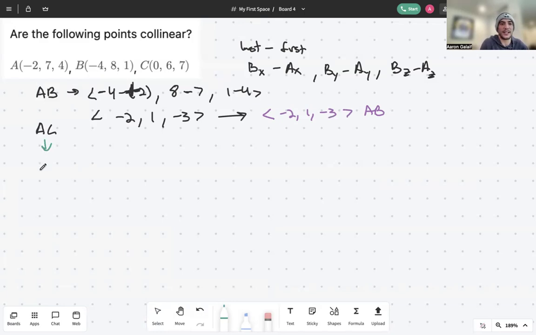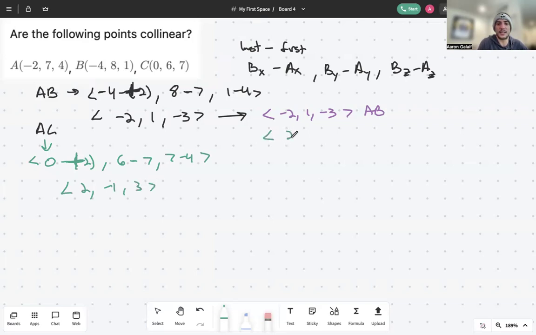Now we're going to do the same thing for AC. So we do AC, we're going to take C minus A. So we're going to go 0 minus -2. It's important that we maintain that A is the first point for both of our vectors. So next we have 6 minus 7, and then 7 minus 4. We clean that up. This is a plus. We see this becomes a 2, a -1, and a 3.